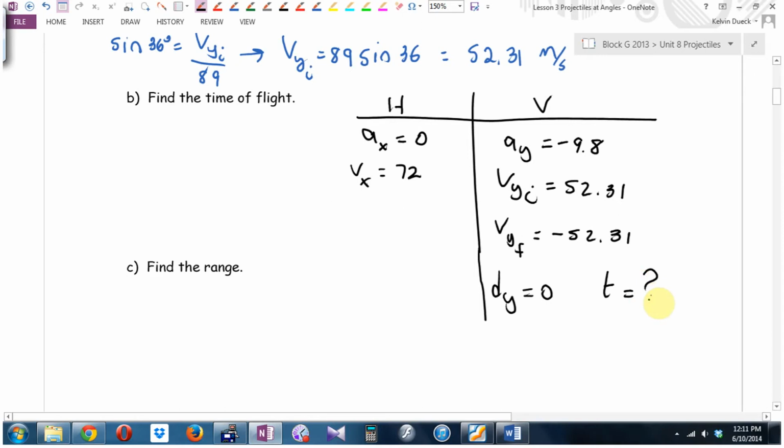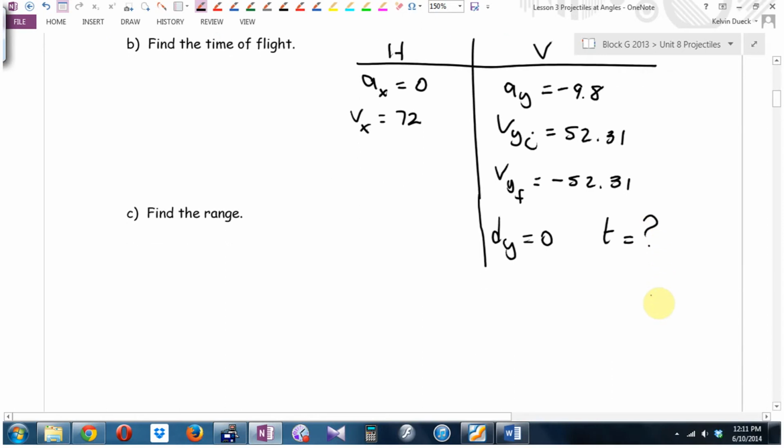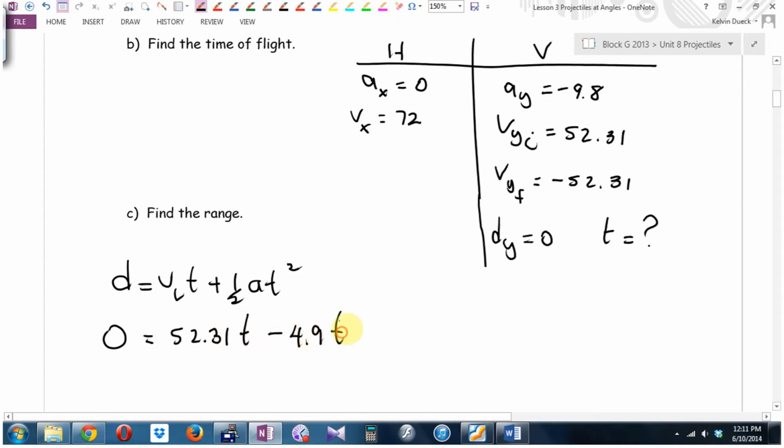Put your pencils down for 1 second. Okay. One thing I could do is this. I could use d equals VIT plus a half AT squared. I could say 0 equals 52.31 t minus 4.9 t squared. What kind of an equation is that? Begins with letter Q. How do I know? It's got a squared. And this is a yucky one, Jeff, because it's got a squared and it's got a linear term. I can't get the t by itself.